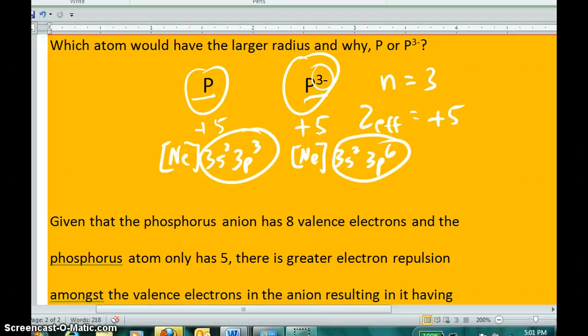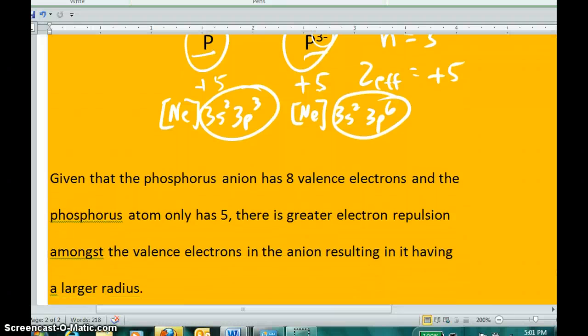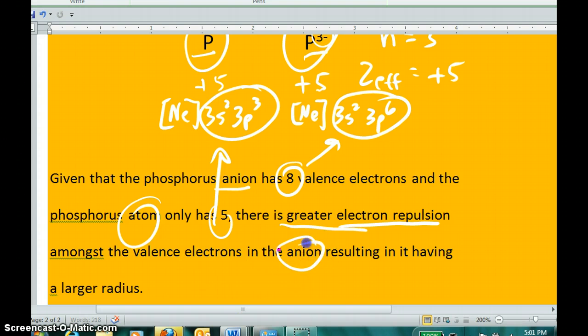Succinct explanation, quoting numbers to inform the reader that I know what I'm talking about. Given that the phosphorus anion has 8 valence electrons, and the phosphorus atom only has 5 valence electrons, there is greater electron repulsion, key phrase, amongst the valence electrons in the anion, resulting in it having the larger radius.